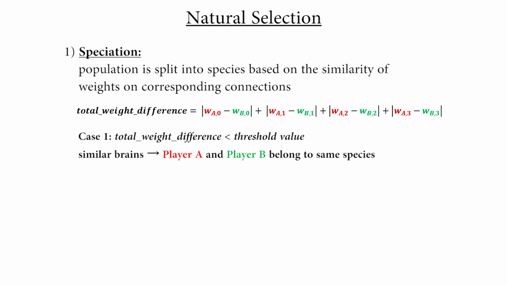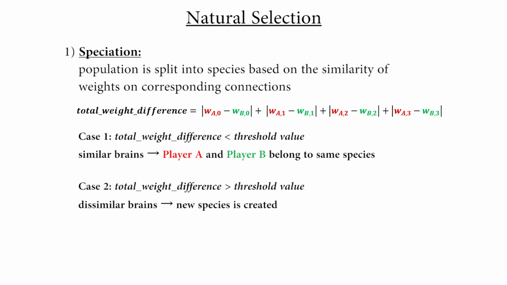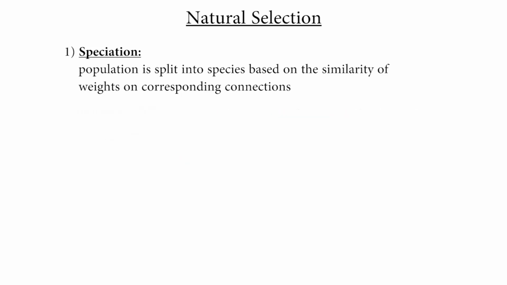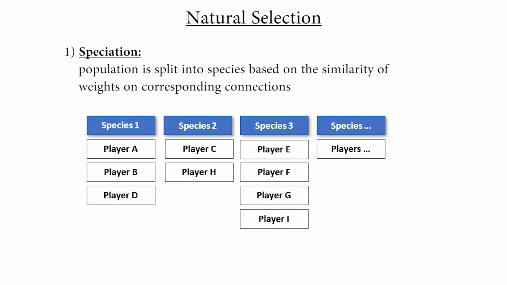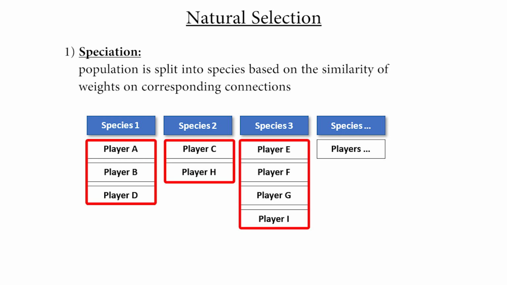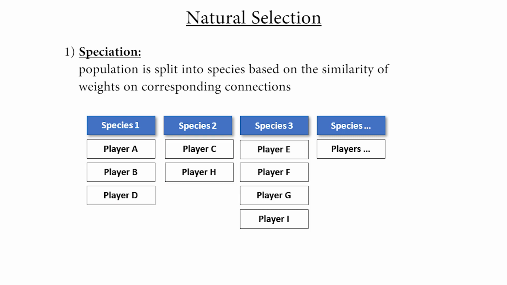However, if the weight difference is larger than the threshold value, then we are going to create a new species. The end result of the speciation process is that we will have all our players grouped into different species. The players that belong to the same species are going to have very similar brains, but if we compare players from different species, their brains are going to be very different.